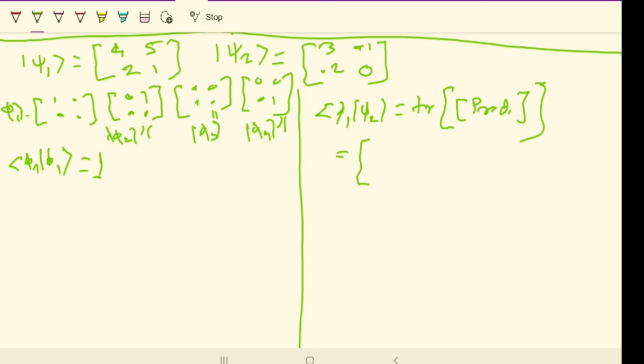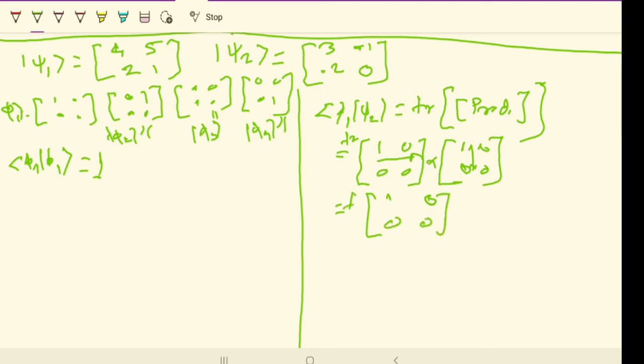So that would be equal to 1 0 0 0. I have taken transpose and complex conjugate only. This is the adjoint, complex adjoint of phi1, multiplied with phi1. This is the trace of the matrix itself. So matrix multiplication will give me 1 0 0 0. I need to take a trace. So trace will be the addition of these elements, so that will give me 1.